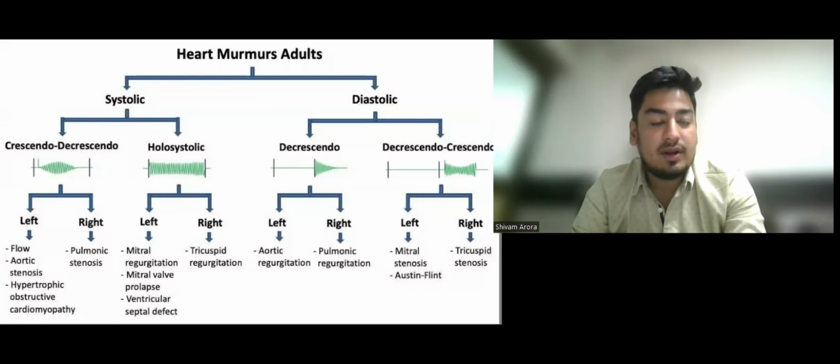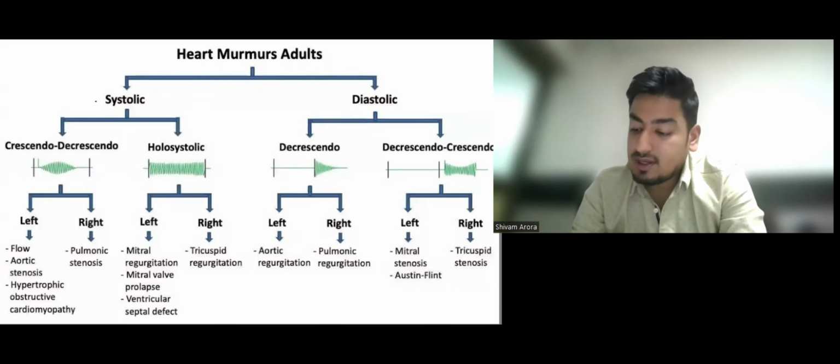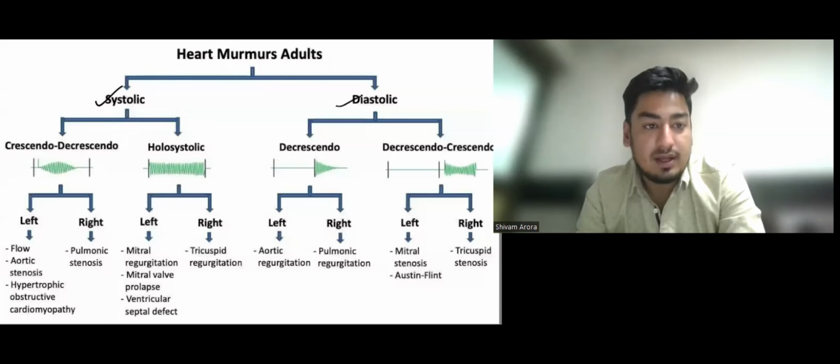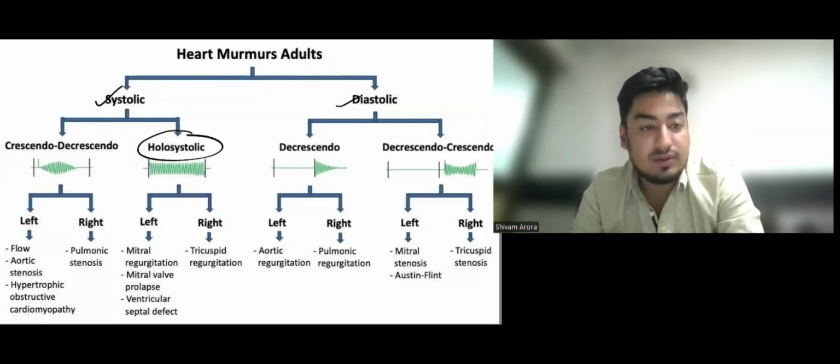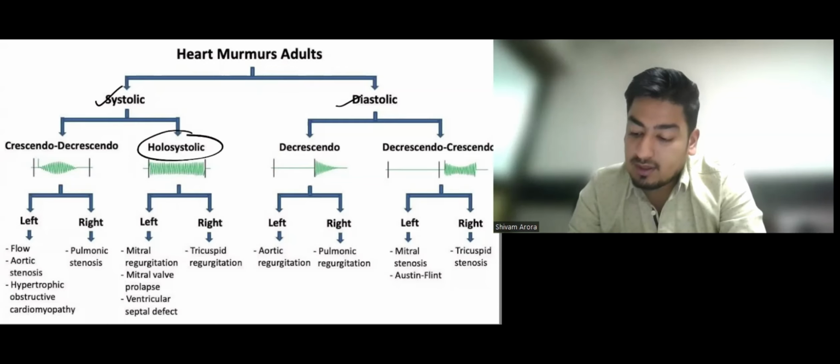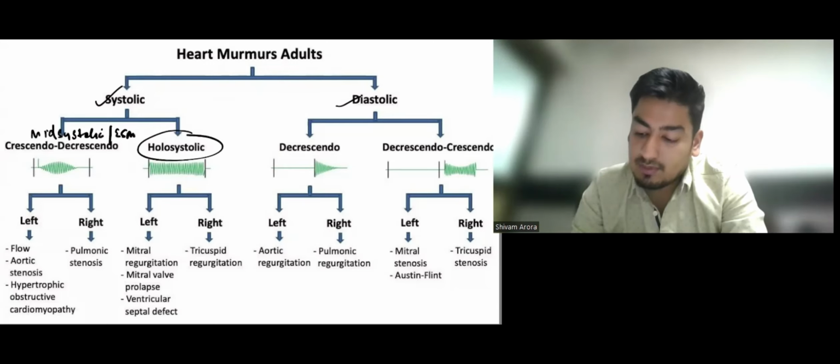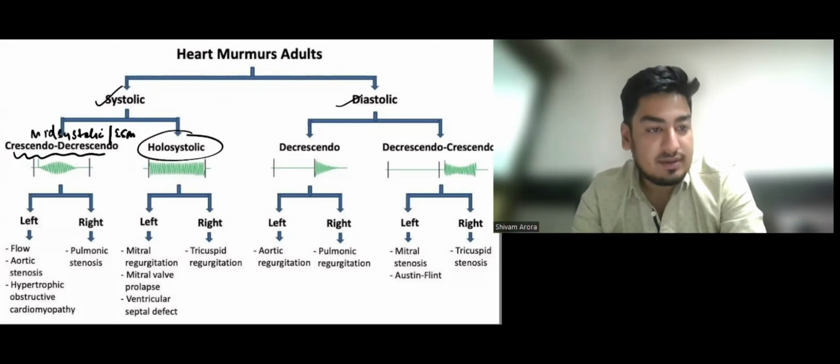Now another important table is heart murmurs. Okay, so we have systolic murmur as well as diastolic murmur. In systolic we can have holosystolic or pansystolic murmur, and we can have this mid systolic, which is also known as ejection systolic murmur, which is crescendo decrescendo in shape.